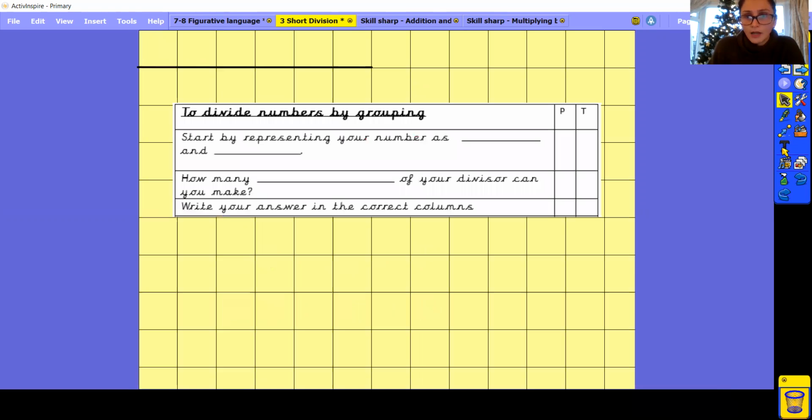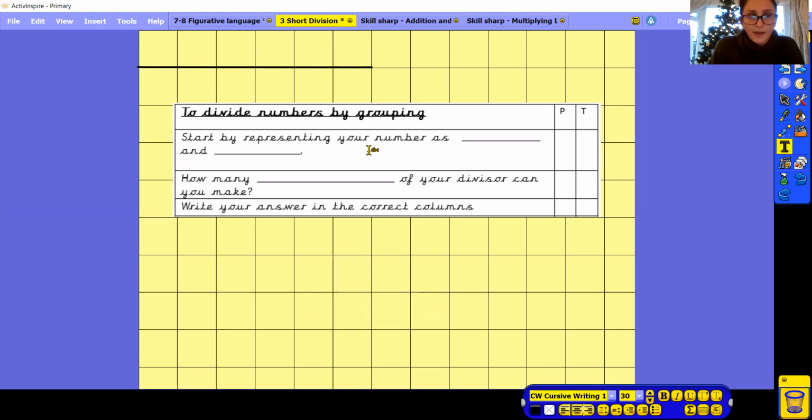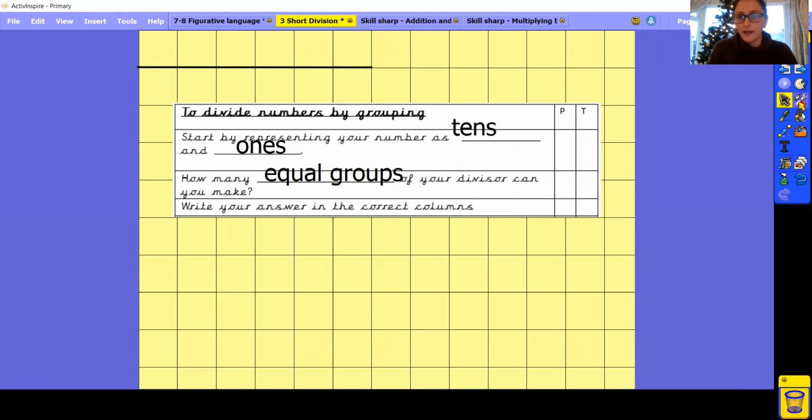Okay, so we are carrying on with our learning to divide by grouping. Start by representing your numbers as tens and ones. How many of your divisor can you make? Remember, it's all about making equal groups. Remember to write your answer in the correct columns. Now, this is very important, okay? And we'll show this a bit more later with our learning now.